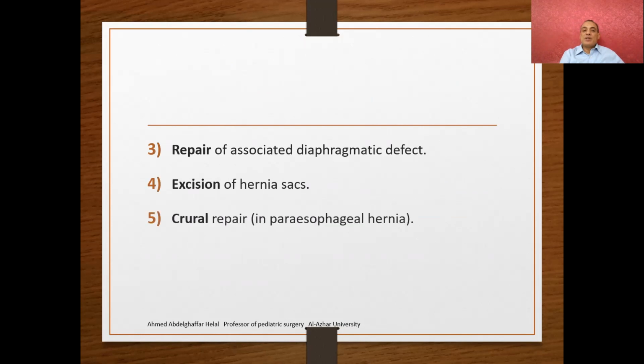Number three, you must repair the associated diaphragmatic defect if present. You must excise the hernial sac, very important. Crural repair is very essential if there is paraesophageal hernia. Then fixation of the stomach to the anterior abdominal wall, which is called gastropexy. So the first is the approach; number two, decompression of the tensely dilated stomach; then repair of associated defect, excision of the sac, crural repair, and fixation of the stomach, or gastropexy. These are the main principles for the operative repair of gastric volvulus.